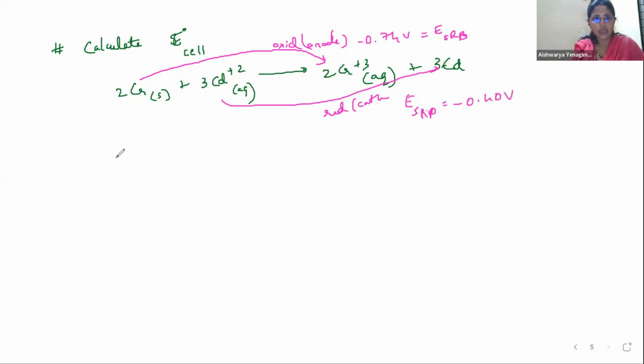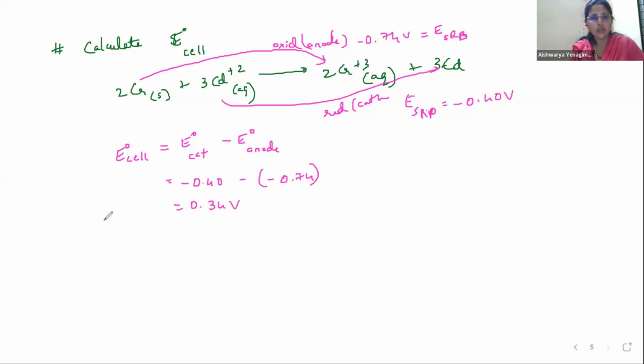Okay, so let us see. E naught cell is what? E naught cathode minus E naught anode. Okay, so what is E naught? Standard reduction potential of cathode. Cathode is minus 0.40 minus of minus 0.74. Solve it out, you get 0.34. So this is my E naught cell. Now that we have calculated E naught cell, okay, continue. The problem continues.